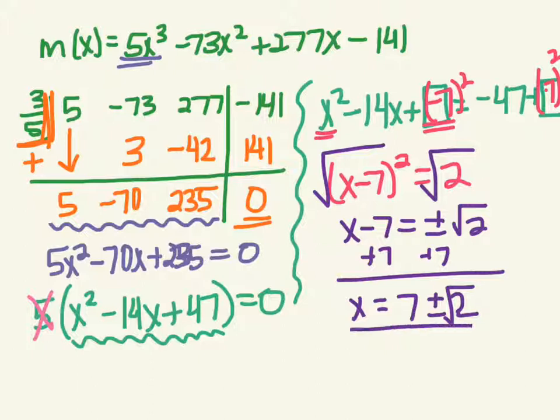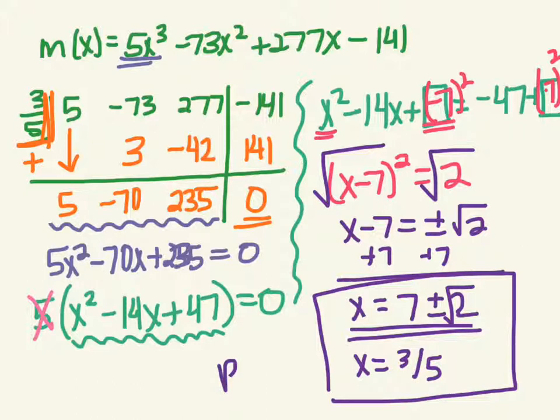But again, here's an example of all real solutions, but not all of them are rational. So 7 plus or minus radical 2 are going to be two of our solutions for this polynomial, as well as 3/5, the number that we found at the beginning. So when it's all said and done, those are your three roots.